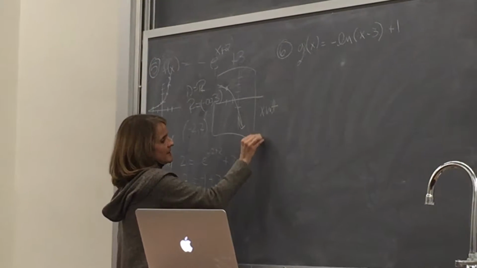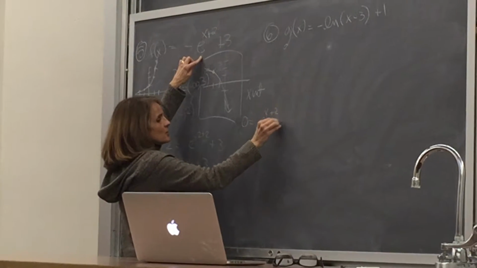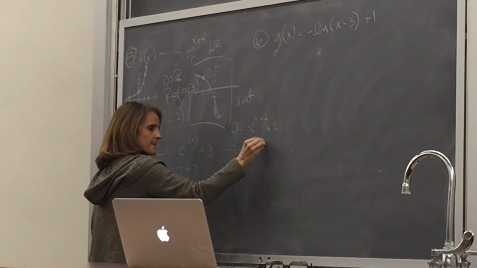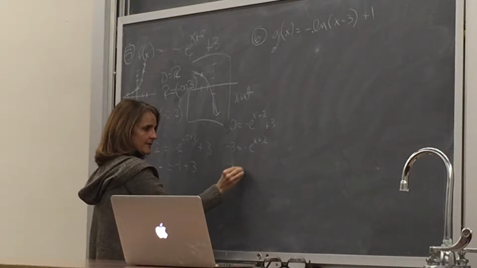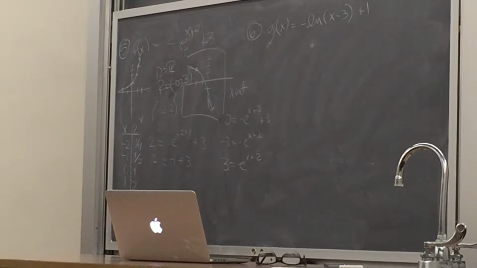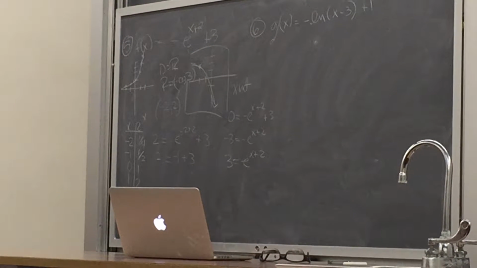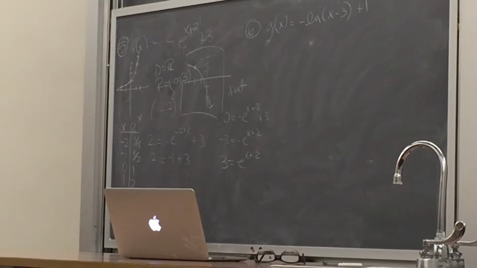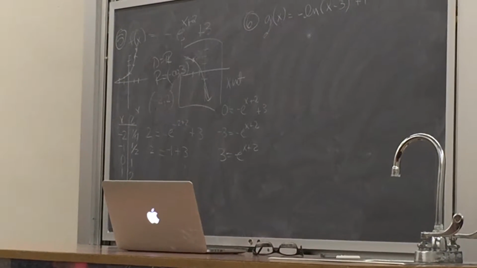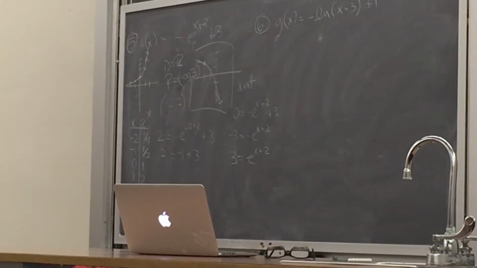So I'm going to say 0 equals negative e to the x plus 2, plus 3. Subtract off the 3. Divide both sides by a negative. And I'm just going to double check. Can e raised to some power give you an answer of positive 3? Can you take a number, raise it to a power, and get a positive answer back? Yes, you can. Okay? So that's okay. Now, how do I solve that?